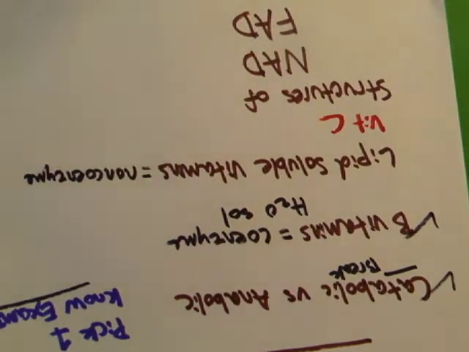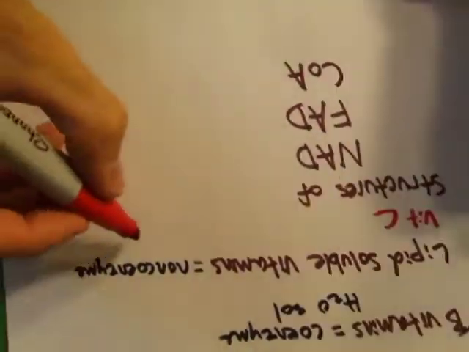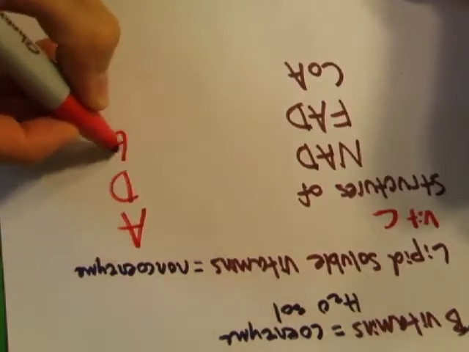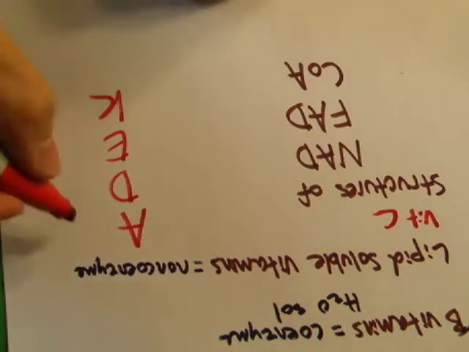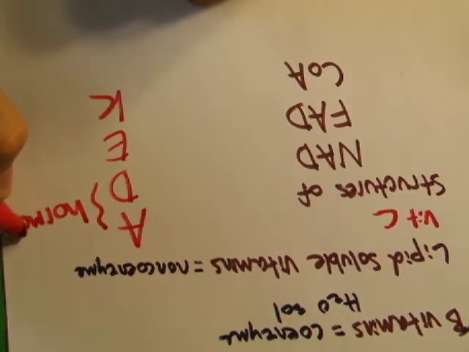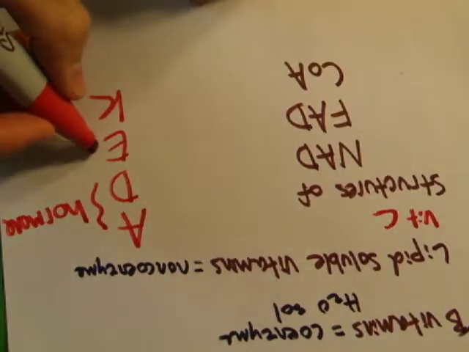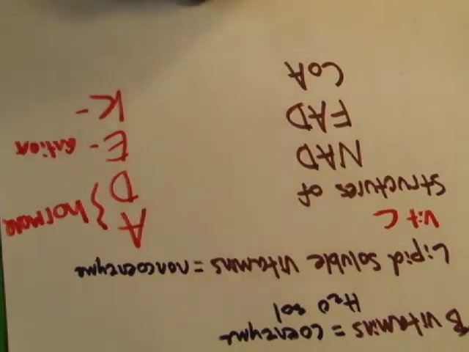The lipid-soluble vitamins. Anytime you hear lipid-soluble, those are going to be non-coenzyme. And as soon as you hear lipid-soluble, you should automatically think ADEK. Those are the 4 lipid-soluble. A and D are similar in function in that they're hormones. E is the antioxidant. K is a weirder one, blood coagulation. So also know what they do.